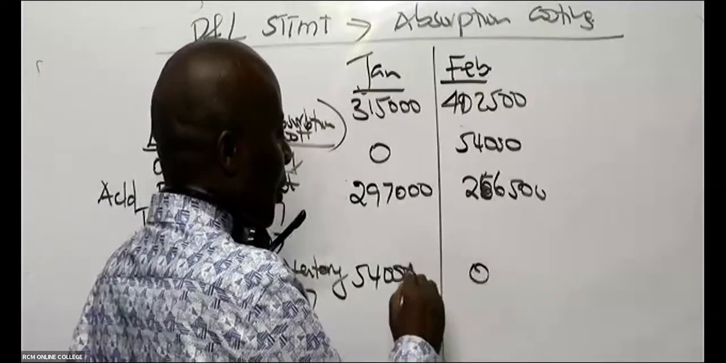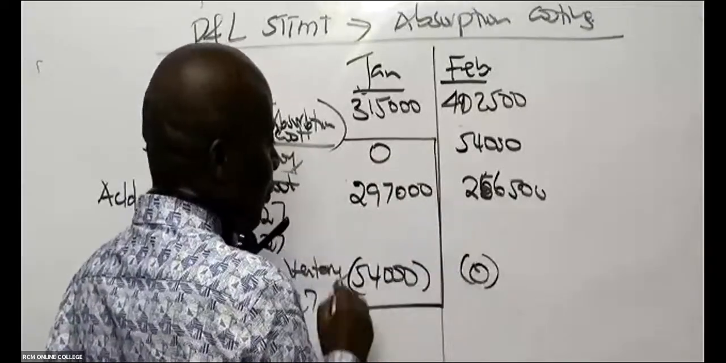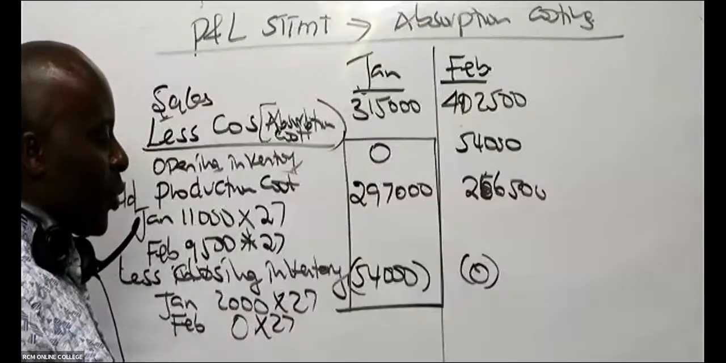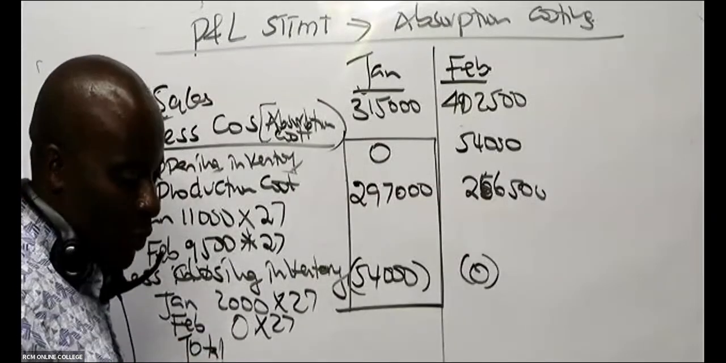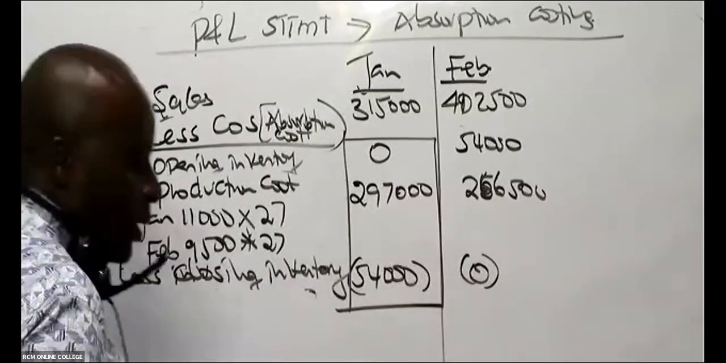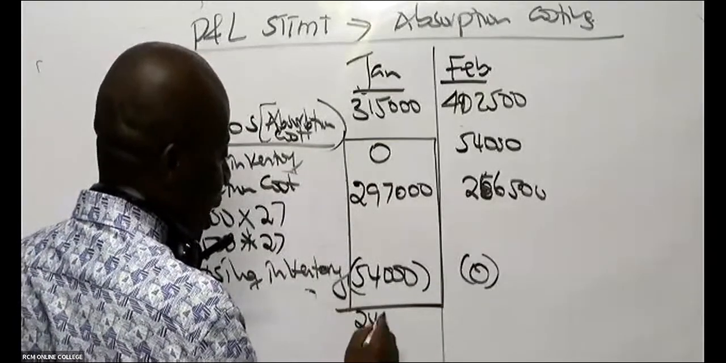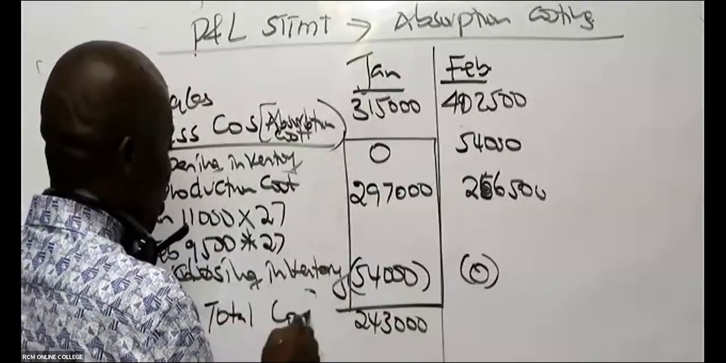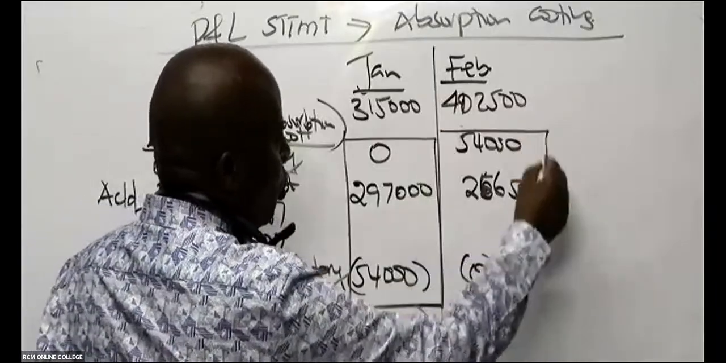Yeah. The other one is what here? Somebody? So you subtract. But remember, you must do this for cost of sales. Give me the total cost of sales here. The first one is 243,000. Total cost of sales, 243,000. How about total cost of sales here?